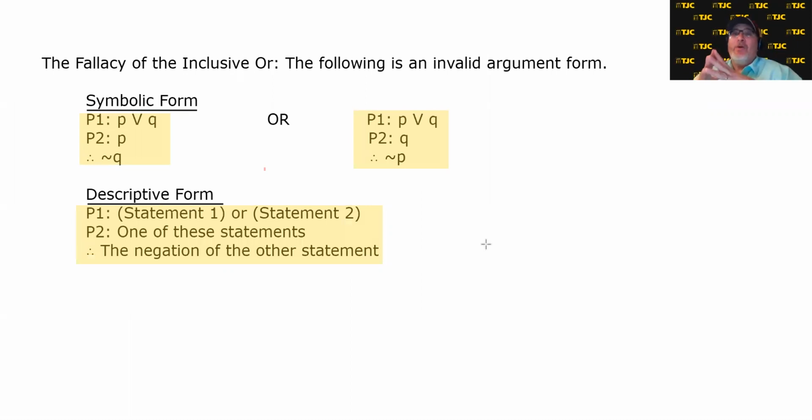First premise is statement 1 or statement 2. Premise 2 is one of those two statements. The conclusion is the negation of the other statement. Any argument that has any of these forms is considered invalid. You cannot draw that conclusion.